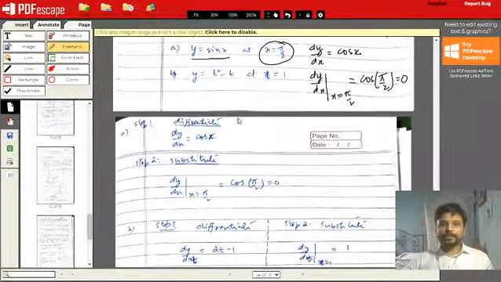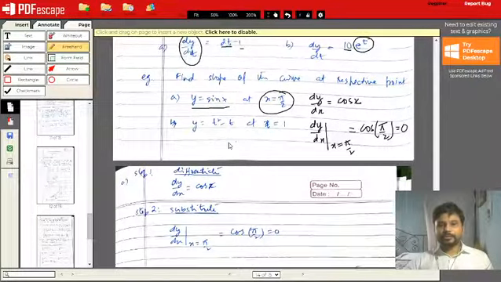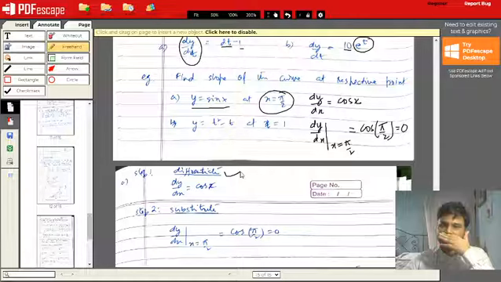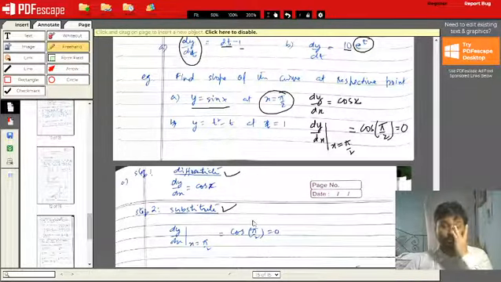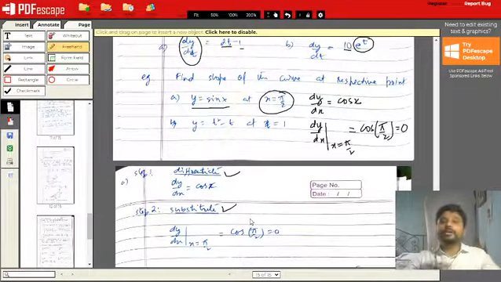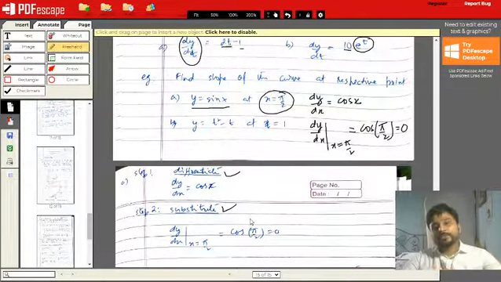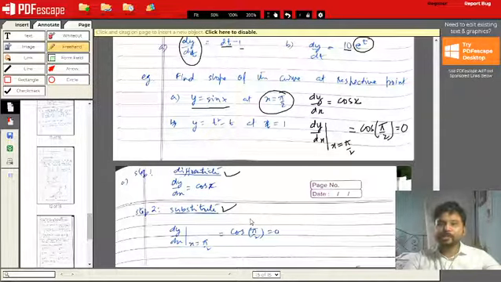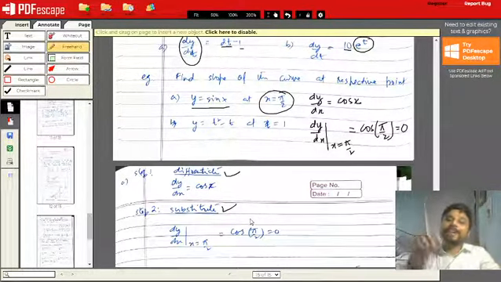So that is what we have mentioned in the solution of this example, that step 1 is to differentiate and step 2 is to substitute. So that is one thing which we have to remember when we have to find the slope of the curve. Whenever finding a slope of the curve, first we differentiate and then we substitute to find the slope of the curve at that particular point.